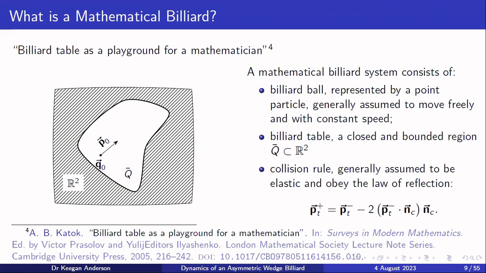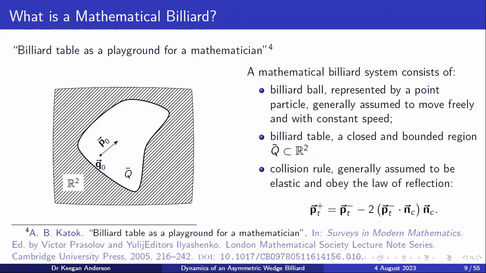Right, so let's formalize what a mathematical billiard is, because billiards are considered playgrounds for mathematicians. This is actually the title of an article which I've put at the bottom of the slide. A mathematical billiard system consists of a billiard ball, usually represented by a point particle or a point mass. And it's generally assumed to move freely and with constant speed.